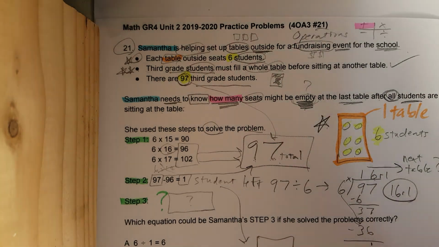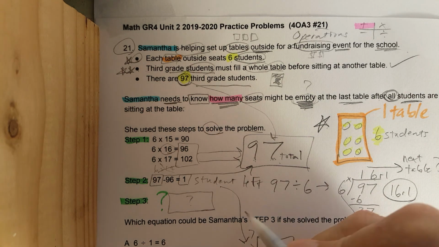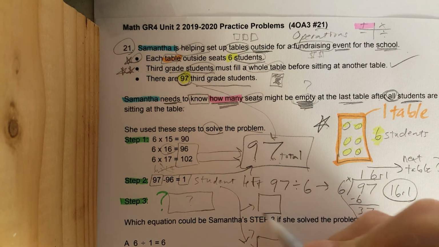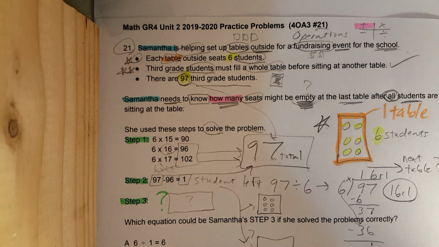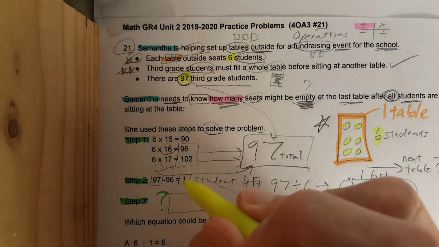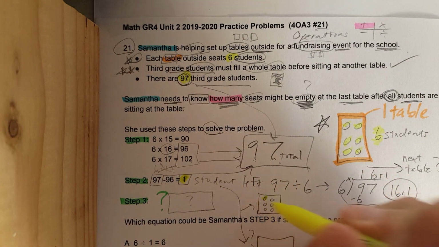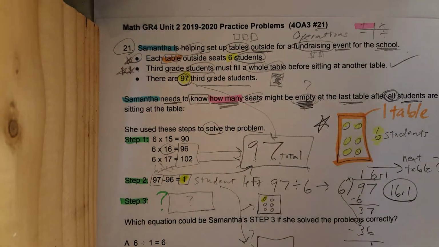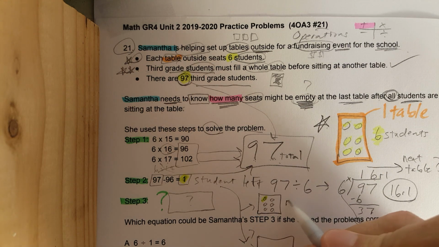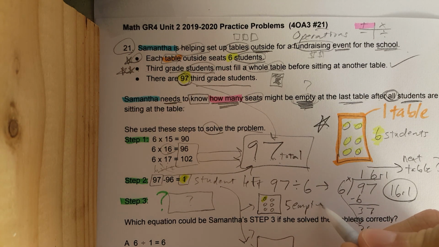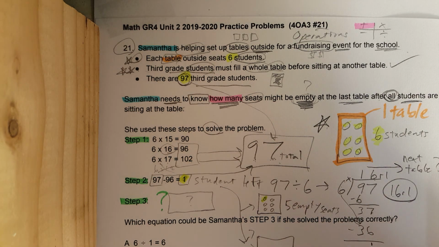So if we look at that last table, which, whoops, let's put an arrow up here. If we look at that last table, there's normally 1, 2, 3, 4, 5, 6 students at table. But keep in mind, there is only 1 student that was left. So they would take up that spot. That last table, table number 17, would only need 1 student. So there is 1, 2, 3, 4, 5 empty seats.